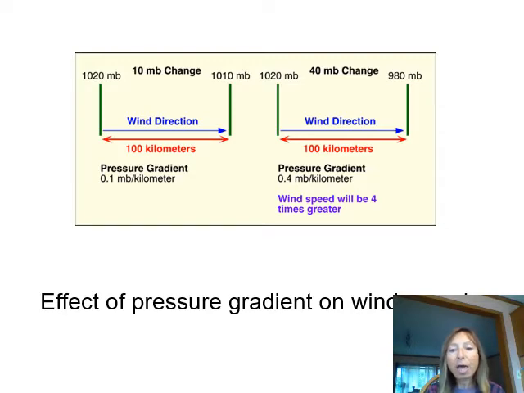low pressure. As you can see in this example from our chapter, if you look at the difference of 120 millibars versus 1010 millibars on the left, and compare it to the difference of 1020 millibars to 980 millibars, the second gradient is 4 times larger, it's 4 times more intensive. So in this case, the wind speed will be also 4 times greater than in the case where we had 0.1 millibar per kilometer gradient.